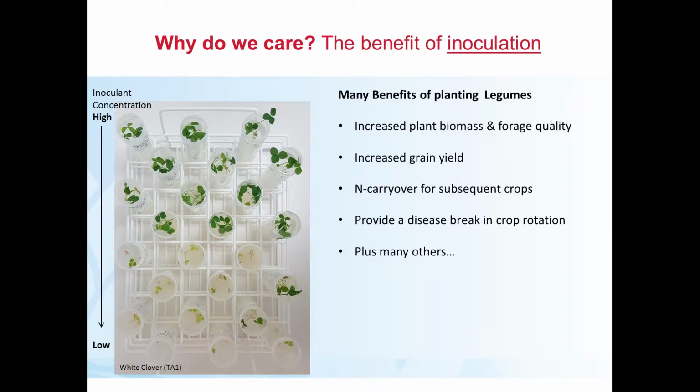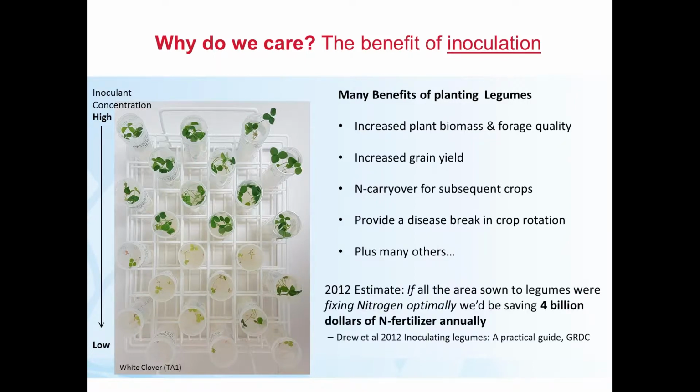And this slide shows a concentration gradient of high inoculant concentration to low, and you can see the benefit that inoculation gives. So in 2012, there was a back of envelope calculation that said if all the area sown to legumes in Australia were fixing nitrogen optimally, we'd be saving $4 billion of nitrogen fertiliser annually in fixed nitrogen, which is a huge benchmark to live up to.